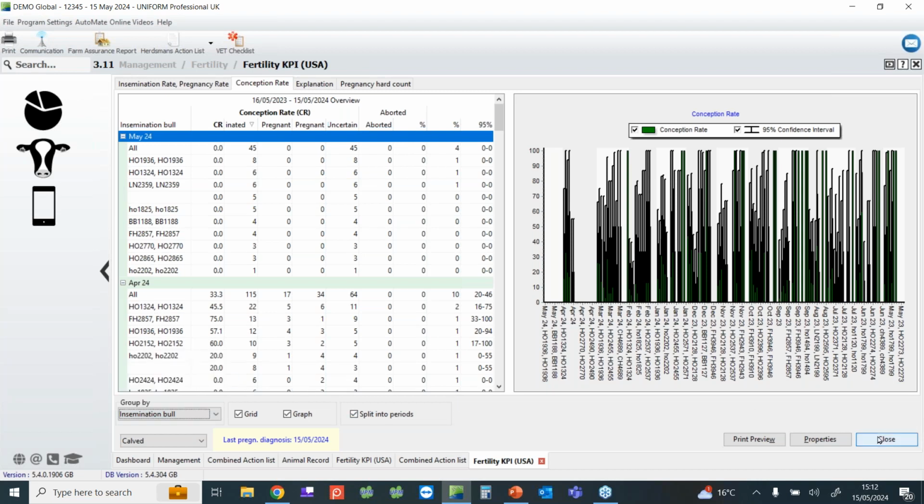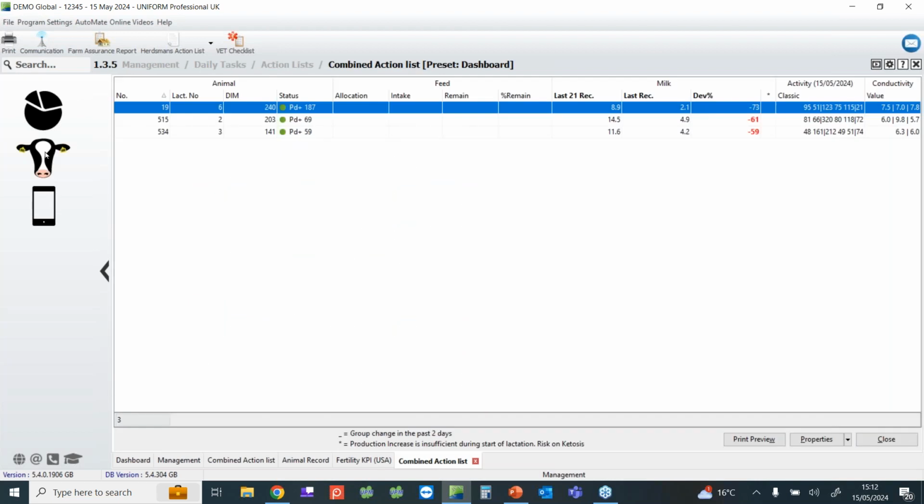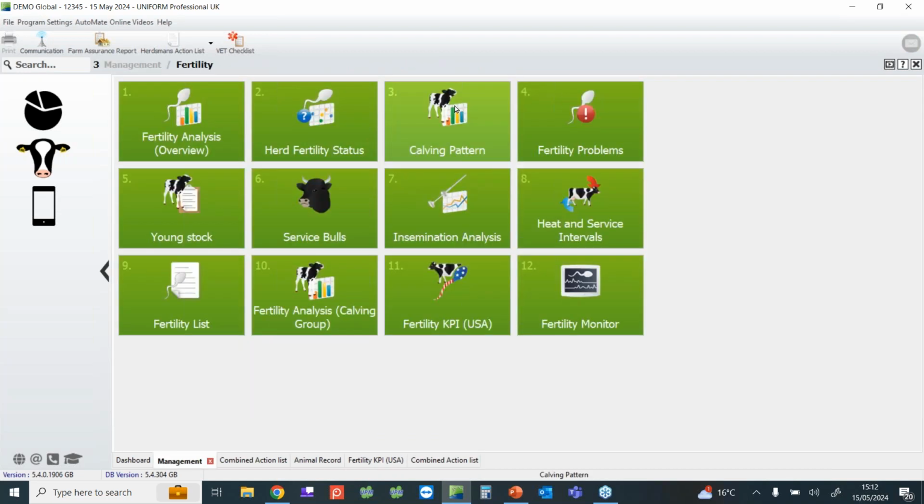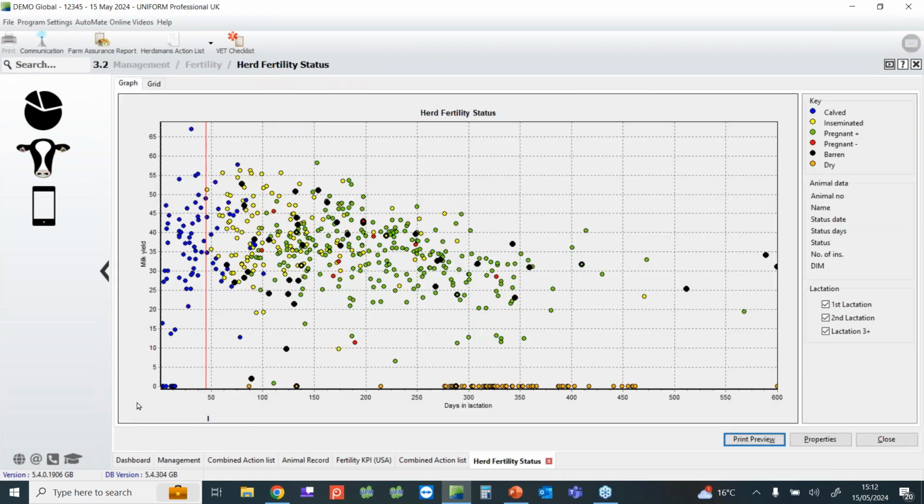Let's close that. Those are the three reports I wanted to show you. And just one last thing, it's always nice to have a good visual guide of what's happening. If we go back to fertility, this one here, herd fertility status, this basically shows us each dot is a cow. We then have the voluntary waiting period. The color denotes the status, and where she appears on the grid denotes the milk yield. So it's quite easy to pull out, for example, that cow there. We can see that she's nearly 100 days in milk, the blue one. On the right hand side, we can see which particular cow that was. If you just put the cursor on it, that'll bring it up.